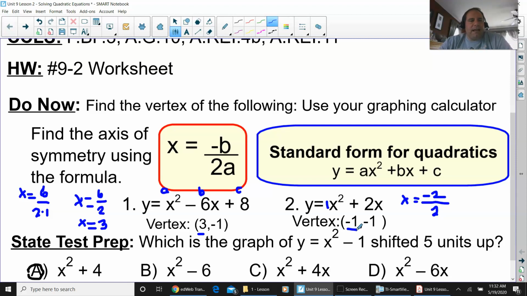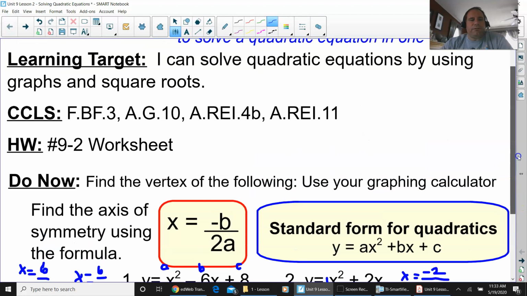You could find the axis of symmetry anytime by just finding the vertex and using the vertex's x value as the axis of symmetry, because that's what it is. And that's it. And I hope you found this video useful.